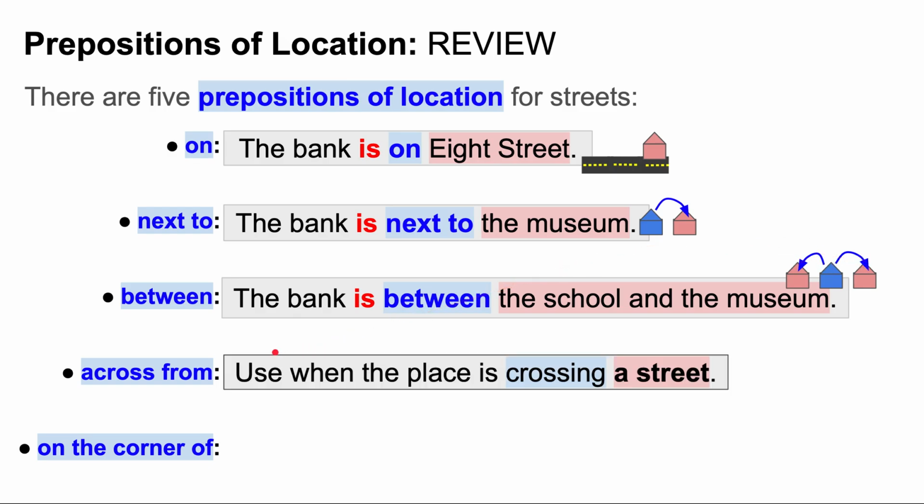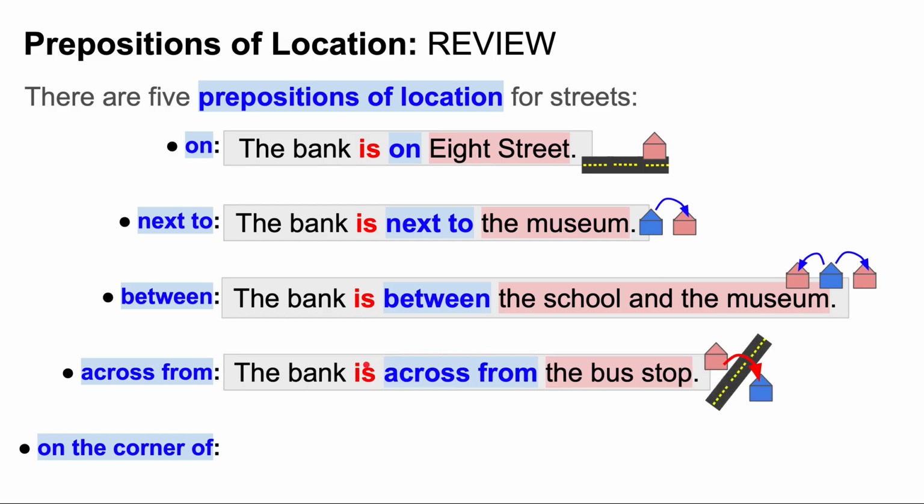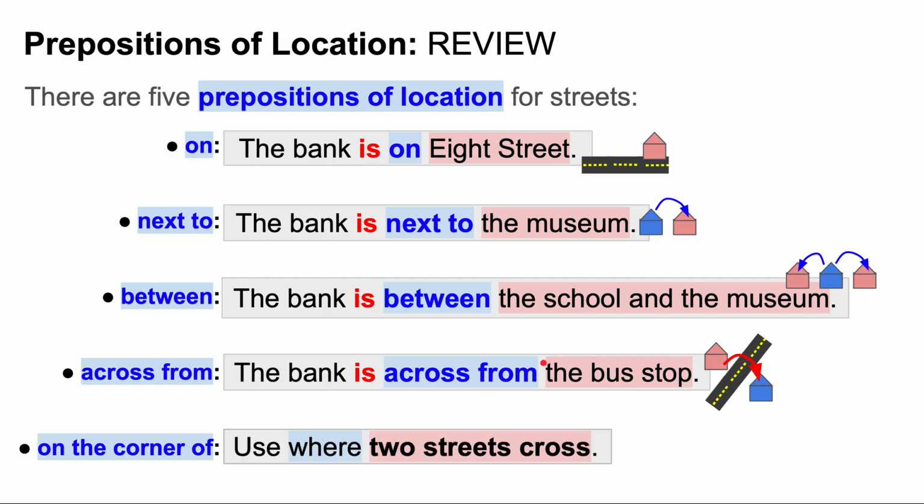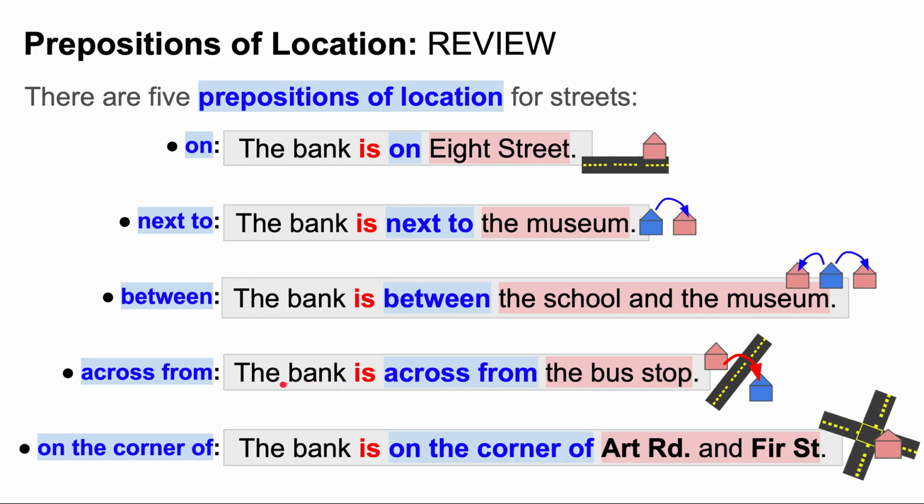We use across from when the place is crossing a street. For example, the bank is across from the bus stop. And we use on the corner of where two streets cross. For example, the bank is on the corner of Art Road and First Street.